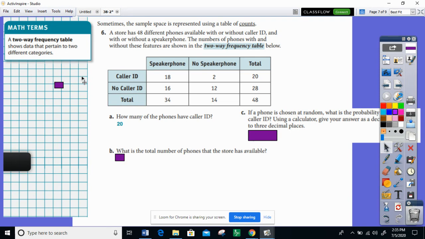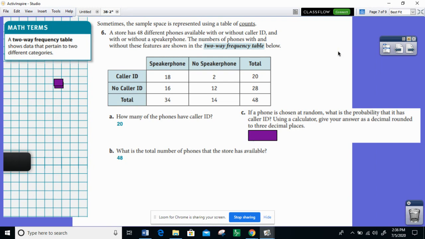What is the total number of phones that the store has available? We can see that if we total up the caller ID and no caller ID phones, we get 48. That's 20 plus 28. Or if we have 34 speakerphones plus 14 phones without speakerphones, that also gives us 48. So that's the total number of phones that the store has available.